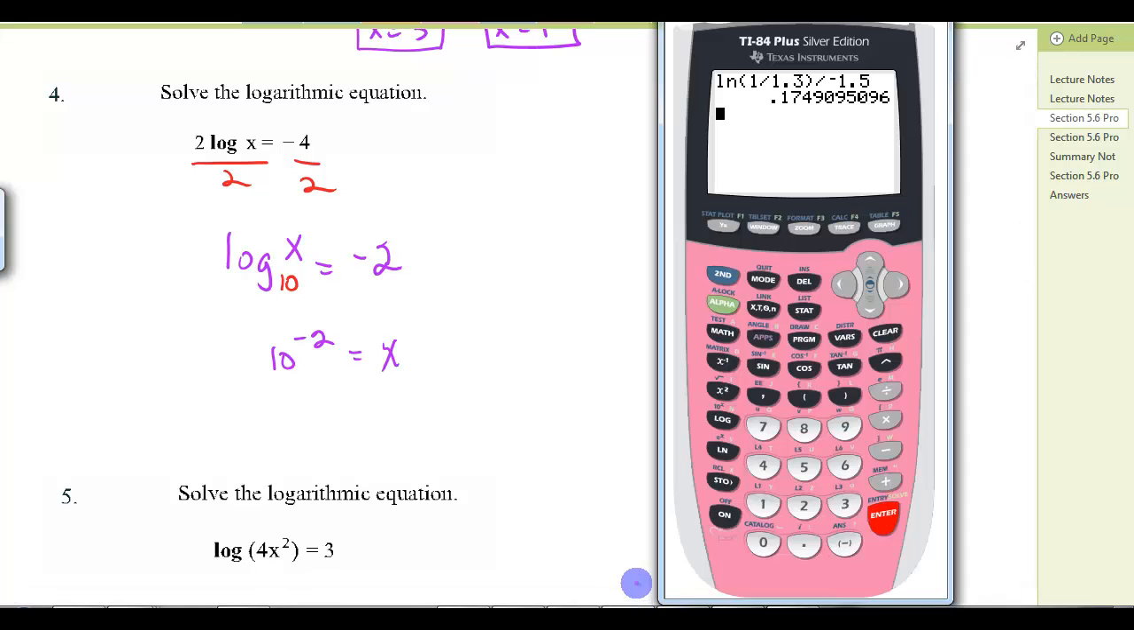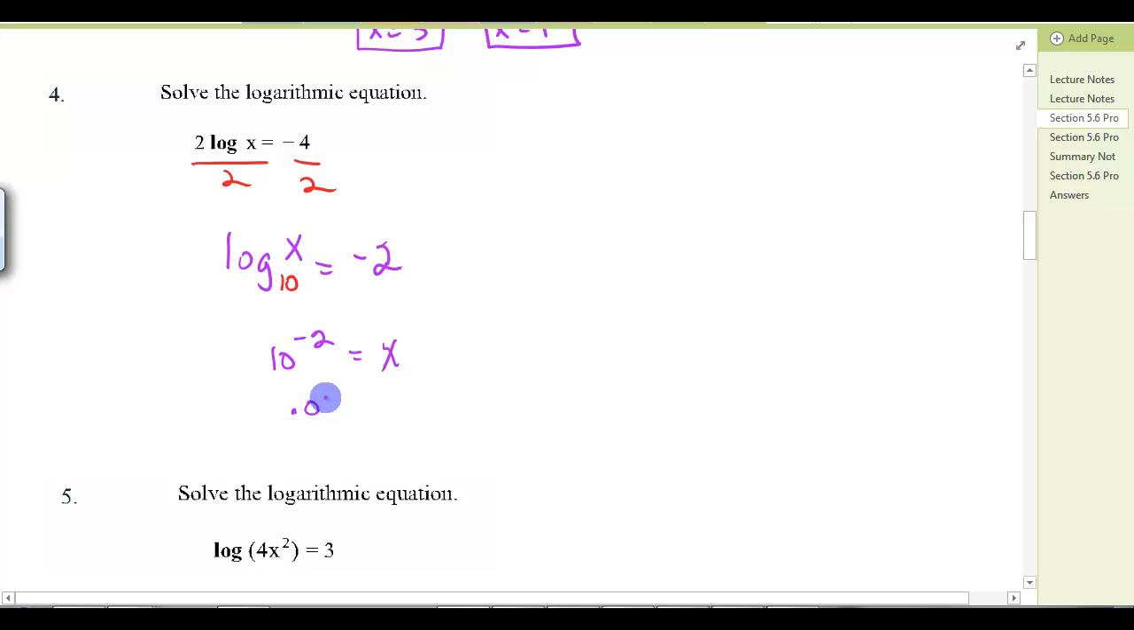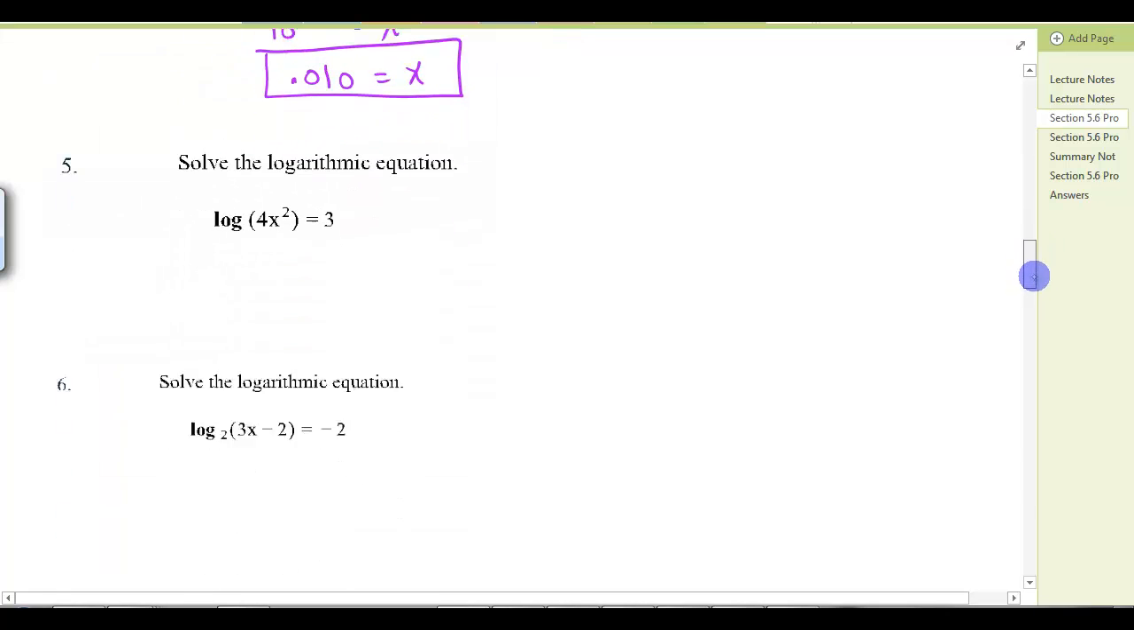And if we did that, we have 10 raised to the negative 2. And that's going to give us 0.01. Now, if it says 3 decimal places, add a 0. I think it might do that. So even though it comes out even, if it says 3 decimal places, be sure that you do that.